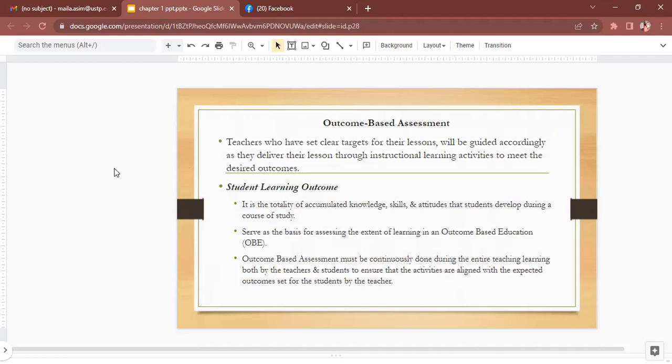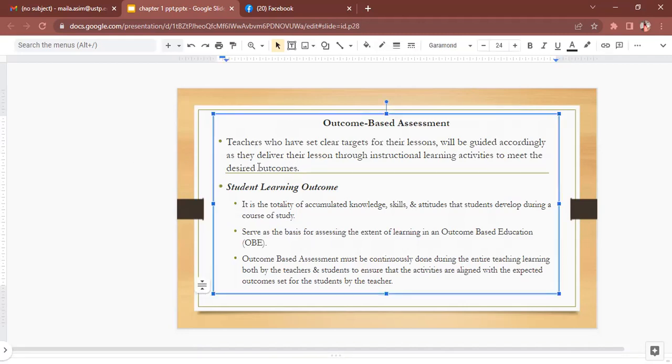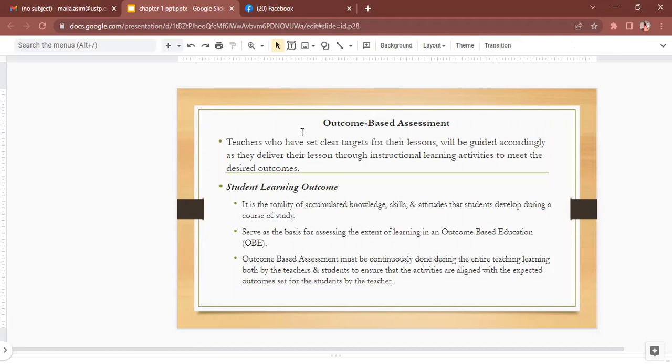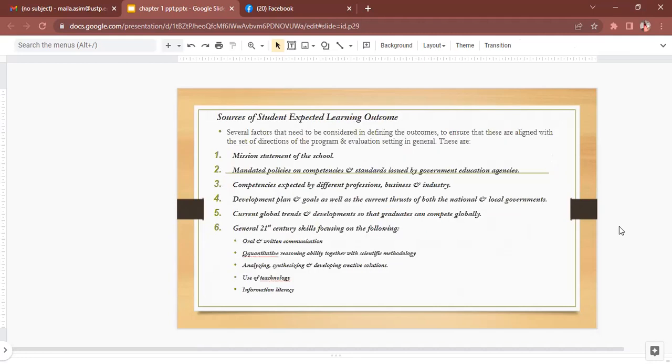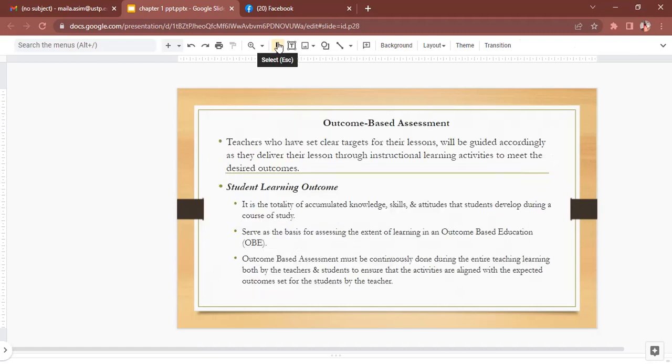we are taking into account that teachers who have set clear targets for their lessons are or will be guided accordingly as they deliver their lessons. So mao na siya nga kinahanglan ta og mas maayo or deeper understanding kung unsa ang outcome-based education.